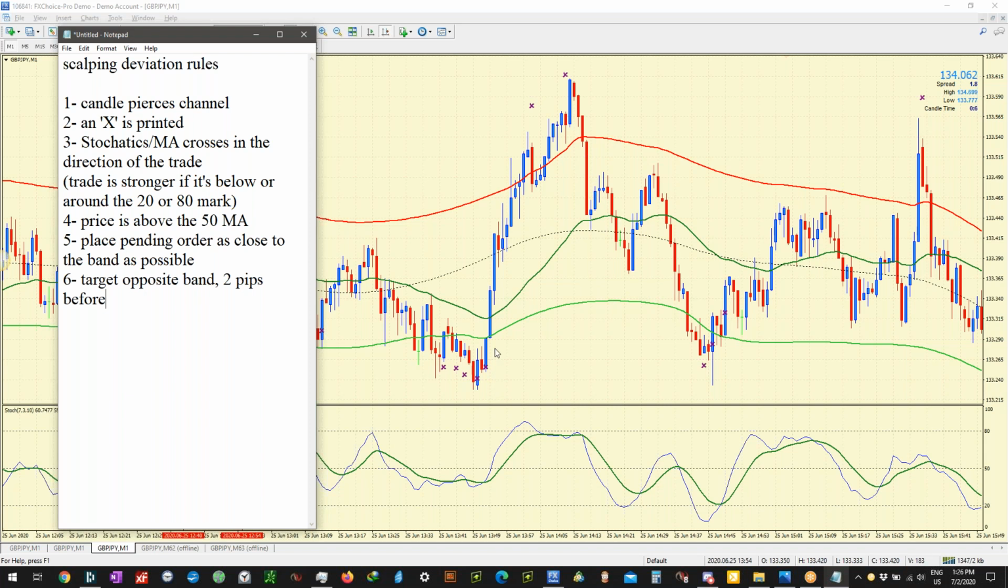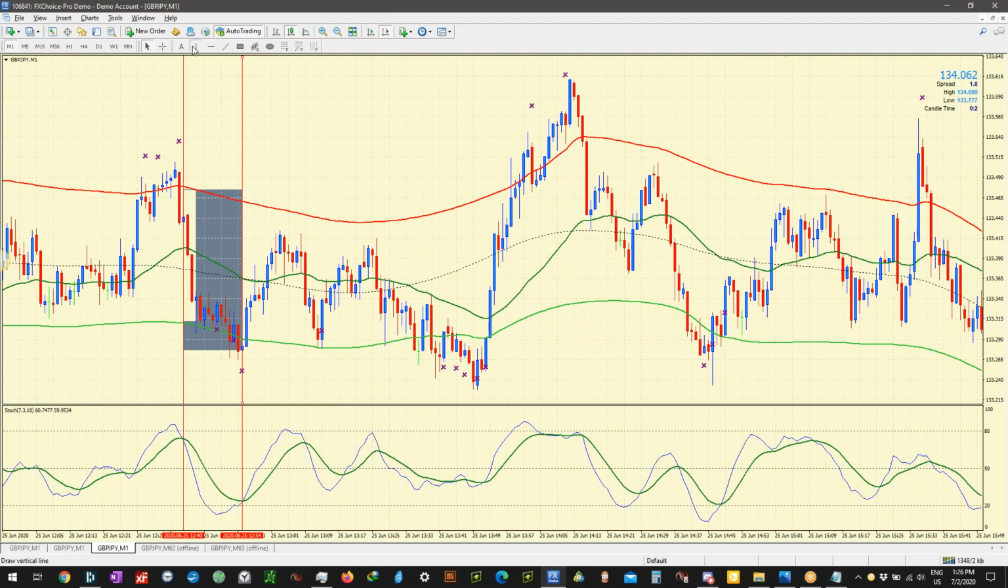Okay. So now we have the cross of the stochastic. So let's check. We have the cross in the stochastic. We have an extension piercing of the channel, where the price is moving upwards. Okay, and the price just crosses the 50. So you're going to target here, and let's just say the perfect entry would have been around there, and you'll take profit right there.